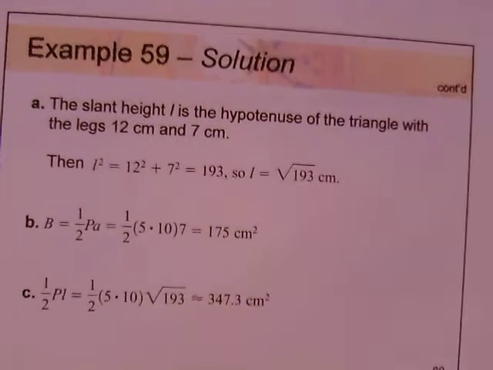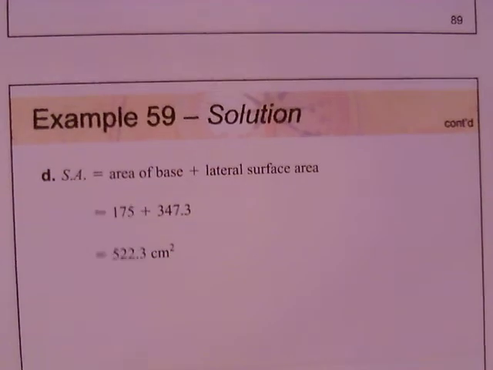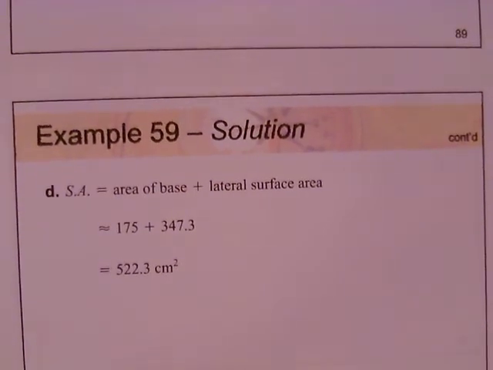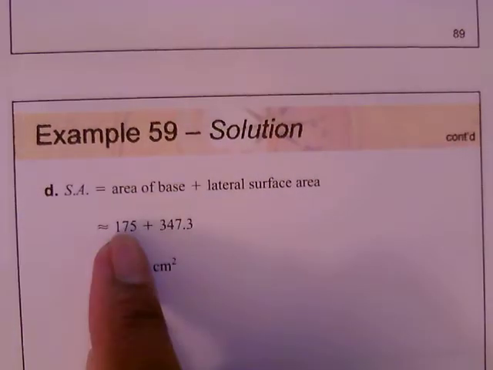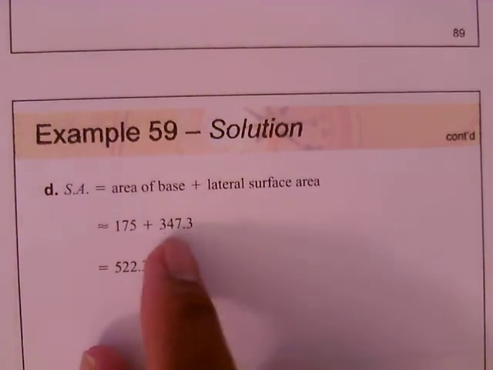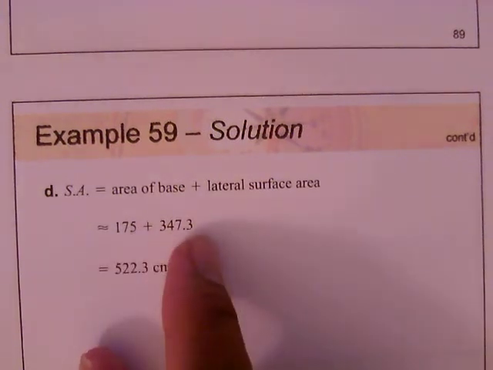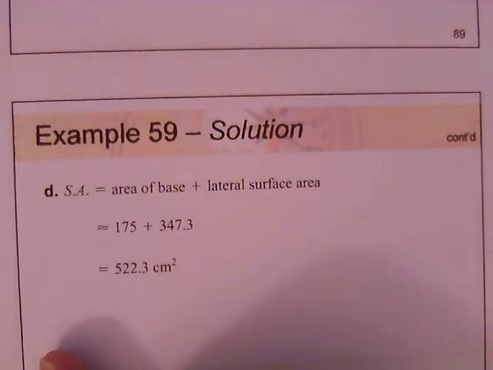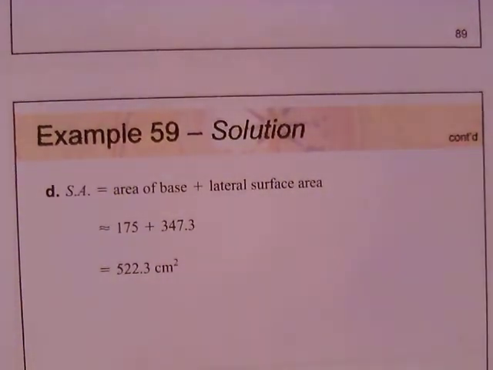And then finding the total, just the surface area. That's part D, finding the surface area of that pyramid. So in this case here, the area of the base is 175 plus the lateral surface area, which is 347.3. Add those two together, you'll get 522.3 square centimeters. That's the approximate surface area of that right pentagonal pyramid.